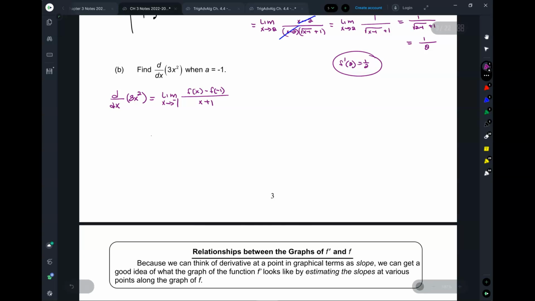Okay, so limit as x approaches minus 1, f of x minus... minus one is a negative. So 3x squared, that's f of x, minus, what's f of minus 1? 3. Yes. Over x plus 1. How did you do 3? It's 3 times 1, yep, okay.